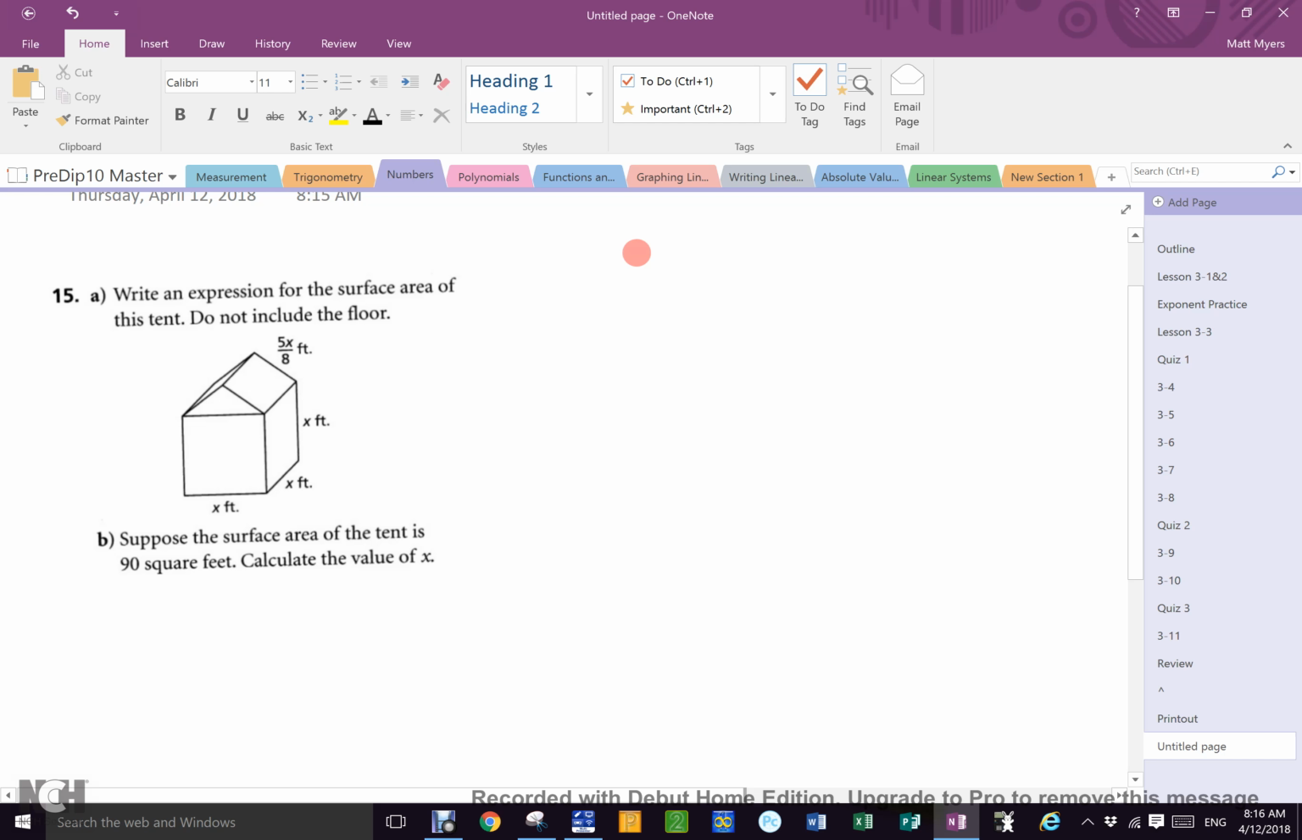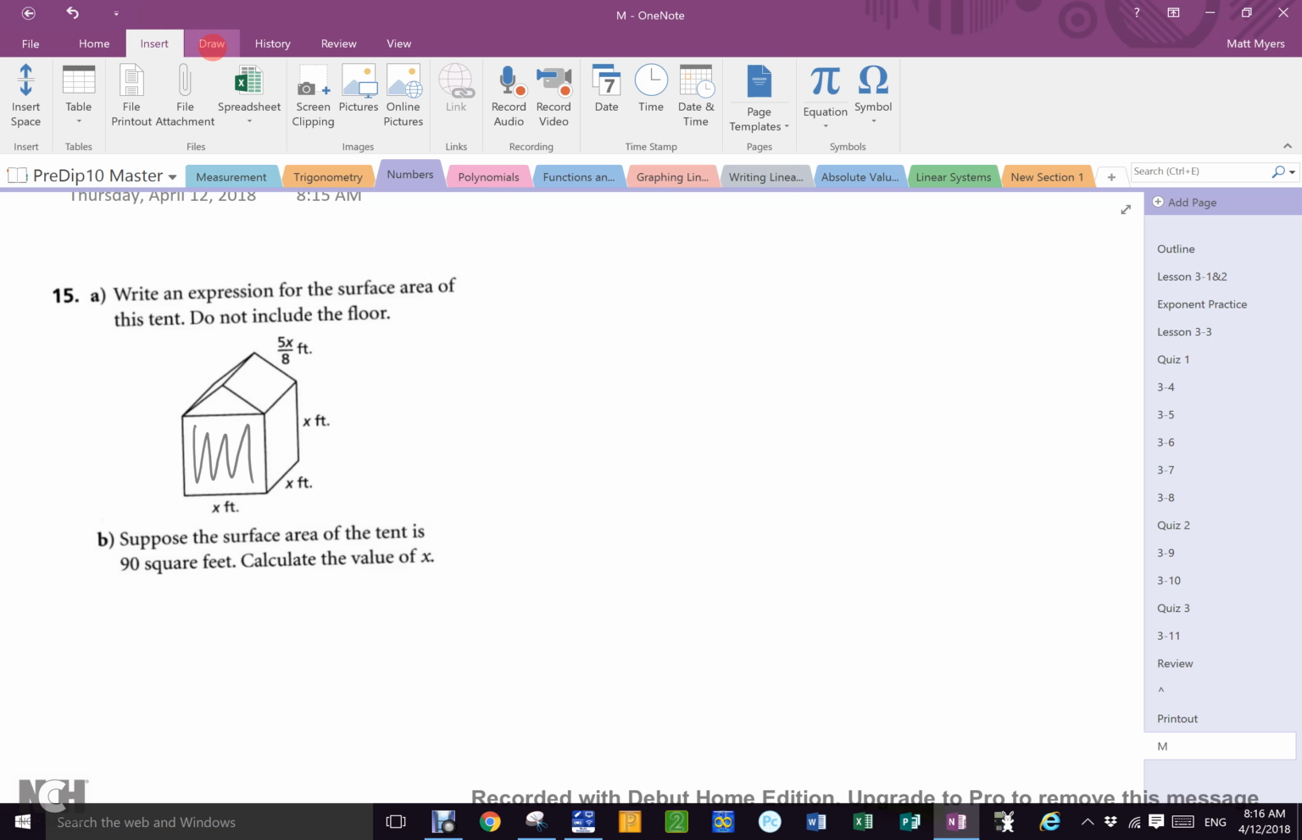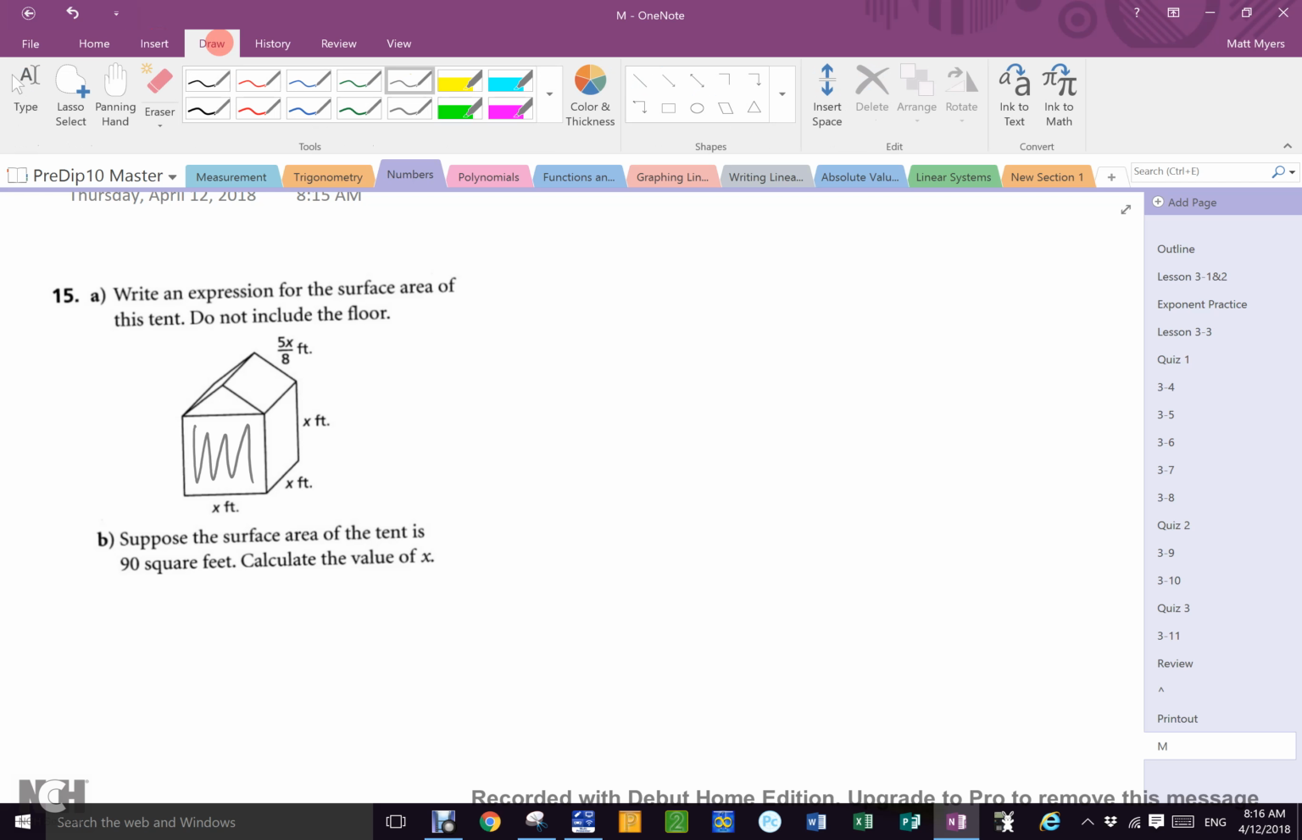Surface area of the tent, do not include the floor. So I need how many of these guys? Two? 4. And what is the area of that guy? X times x. So what is it? X squared. And there's 4 of them, right? So 4x squared. That's the walls, right?